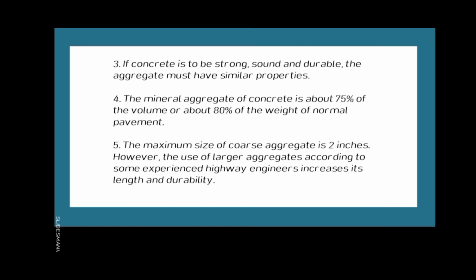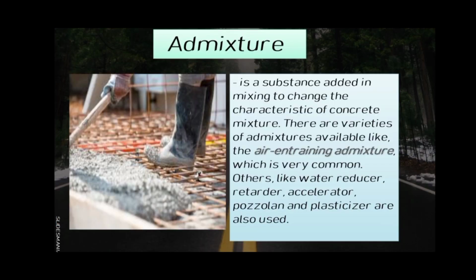However, the use of larger aggregates, according to some experienced highway engineers, increases its strength and durability. Admixture is the substance added in the mixing to change the characteristics of the mixture. There are varieties of admixtures available, like the air entraining admixture, which is very common. Some others, like water reducers, retarder, accelerator, pozzolan, and plasticizer, are also used.